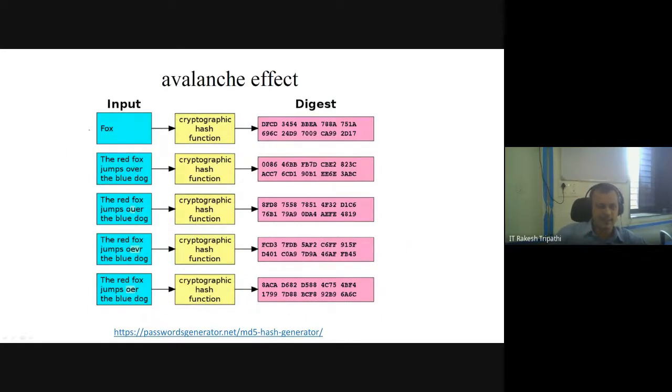So this is called the avalanche effect. If you give "the red fox jumps over the blue dog" to a hash function, you get an output like this. It is a fixed length hash output for a variable length input. Now if I change OV to OU, you see it has changed a lot, almost completely different. This is why it is very difficult to find a pattern from the output, or to guess what two inputs will give the same digest, or what input will give this digest. If I change OU to OEV, you see it has changed entirely.